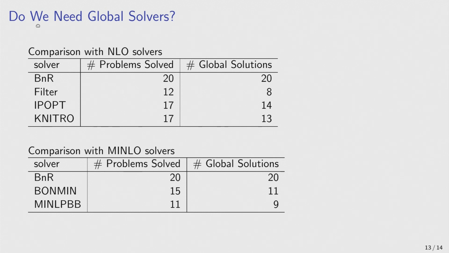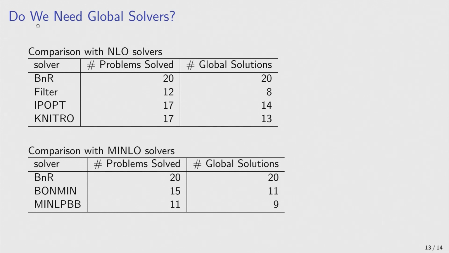But then for the nonlinear solvers, I sometimes get good answers. Knitro and IPOPT are two solvers, they're interior point methods. They solve 17 of these problems, which is pretty good. That's a high percentage. And they find the global solution in just over half. And then for the MINLP solvers, it's not quite as good. The solvers there are not doing quite as well.